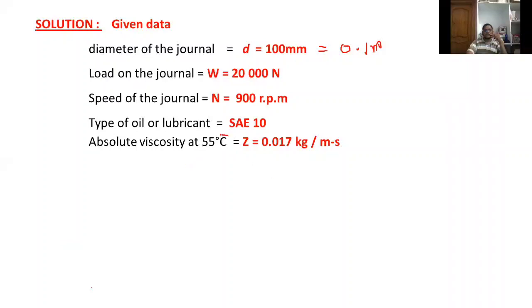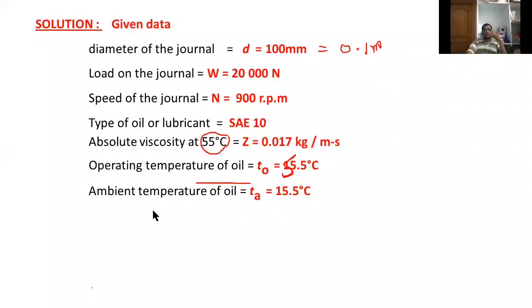This is the bearing operating temperature. Operating temperature equal to 55 degrees Celsius. So this is 55 degrees Celsius. Operating temperature equal to 55.5 degrees Celsius.